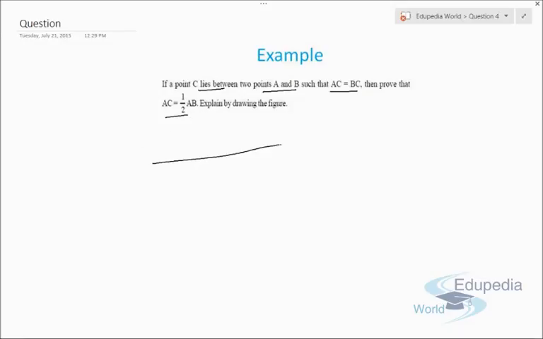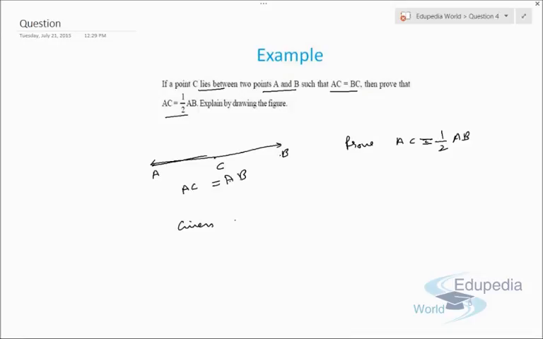Suppose we have 2 points A and B, and there exists a point C like this, such that AC equals BC. Then we have to prove that AC equals half of AB. Now let's see how we can prove that.